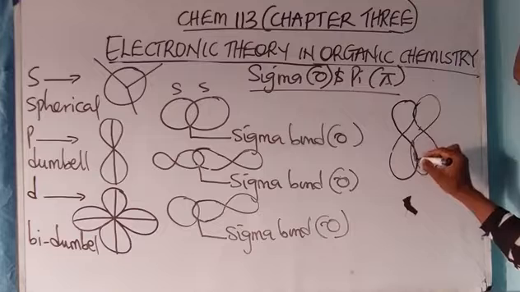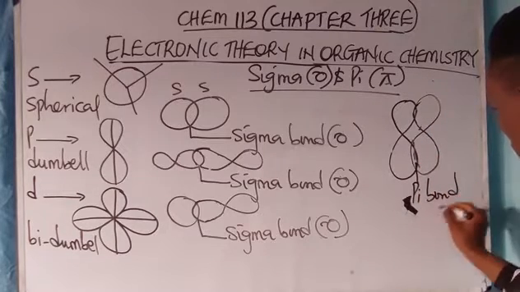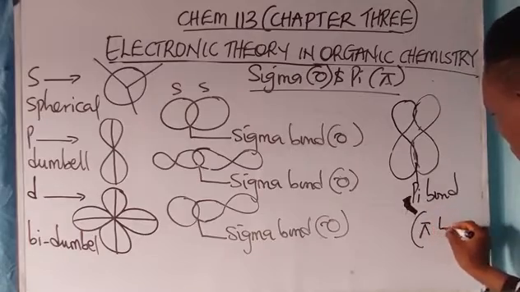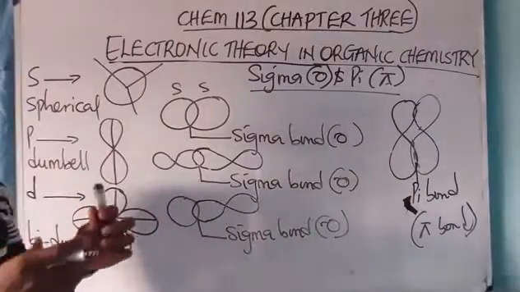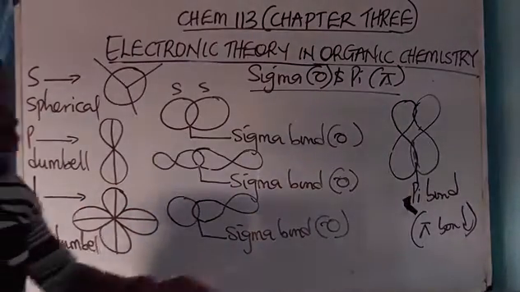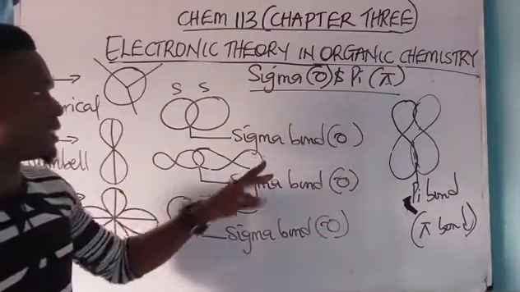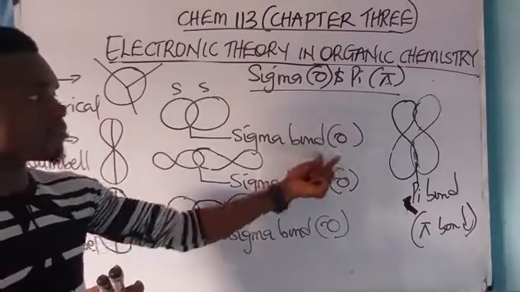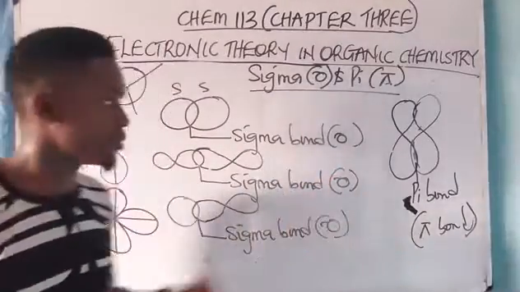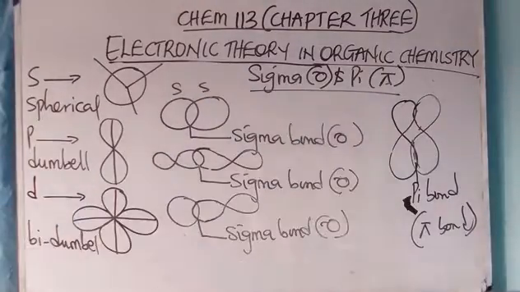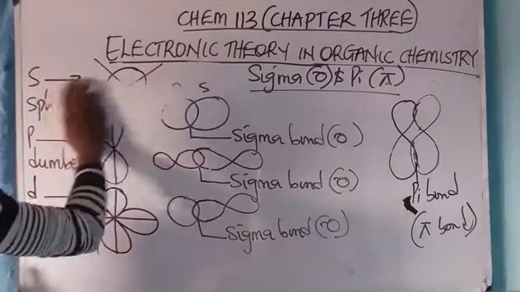So this part here is what? Pi bond. Which means that the lateral combination of two parallel p orbitals will produce what? A pi bond. Please, pi bond is weaker than sigma bond. It therefore means that sigma bond is much stronger than what? Pi bond. Now I've told you how sigma bond and pi bond are formed.